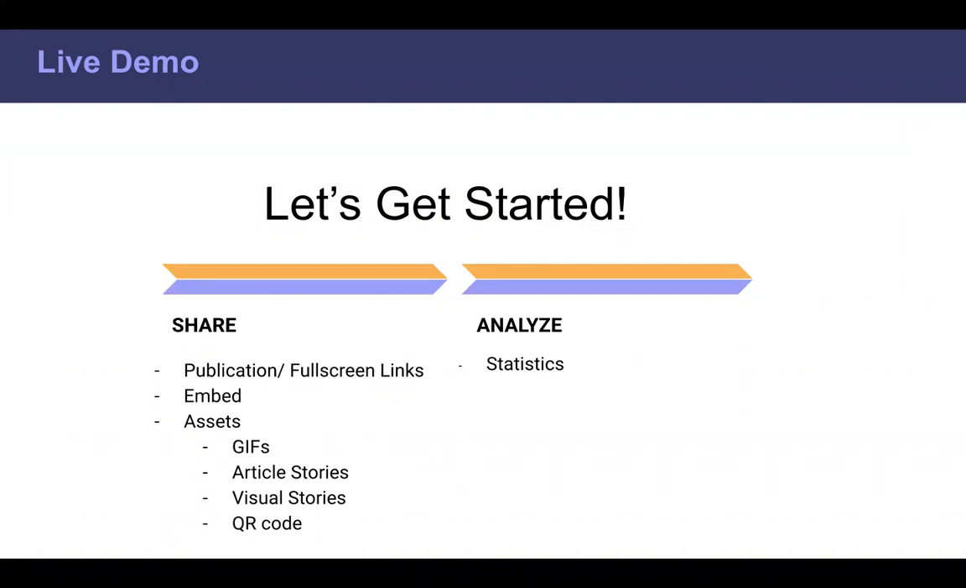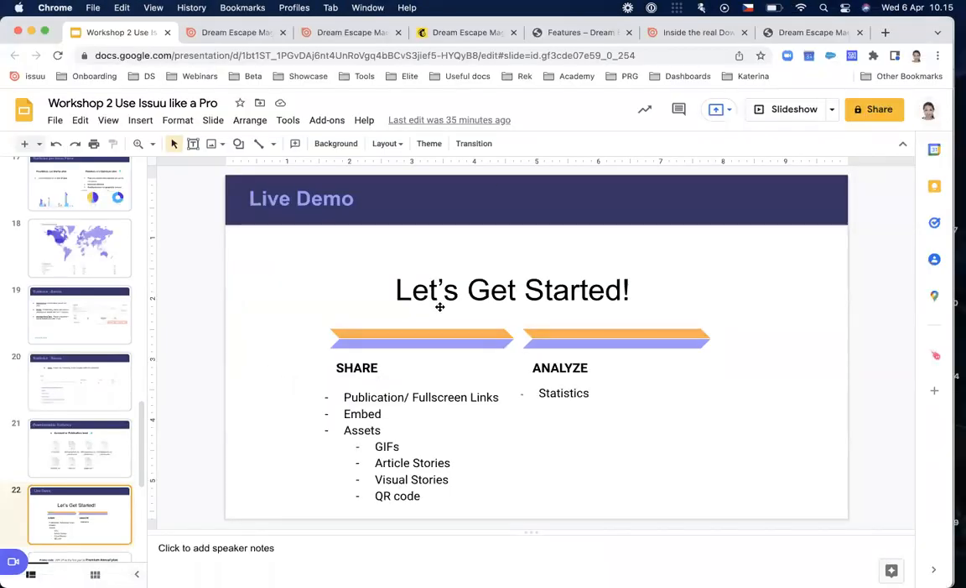How to embed it. Even though we covered that yesterday, I just want to summarize everything around sharing today as well. And then we will be talking about all these additional assets that you can use: GIFs, article stories, visual stories, and also the QR code that can also send to the flipbook. In the second part of the demo, I will show you statistics. And again, please ask if there's anything unclear, any additional information you would like to know, and I will try to answer.